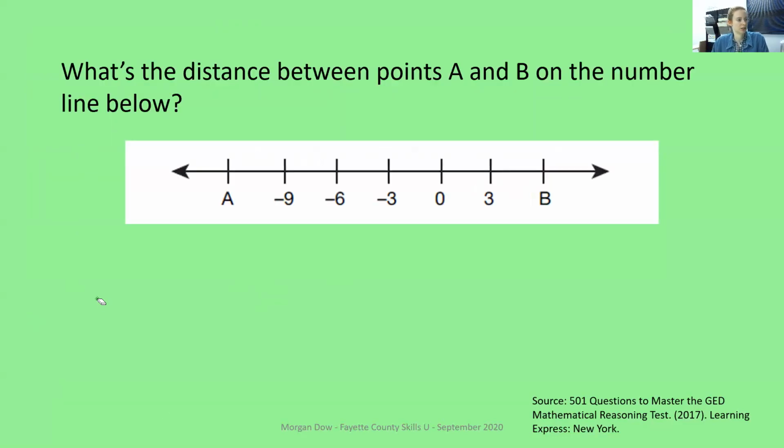All right. What's the distance between points A and B on the number line below?